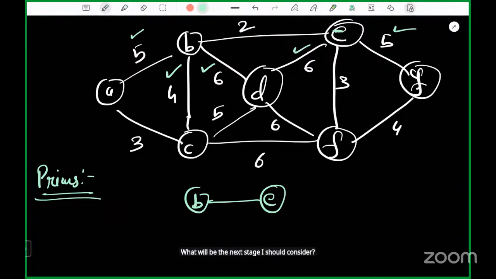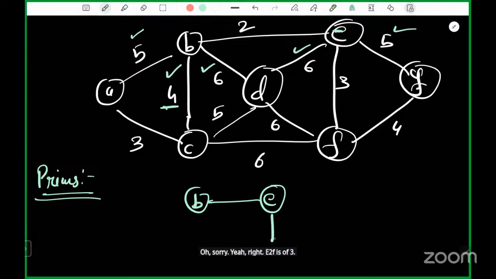E to F. E to F, ma'am. E, B, C. This is of cost 4. EF is 3, ma'am, only. E to F is 3. Oh, sorry, yeah, right. E to F is of cost 3.